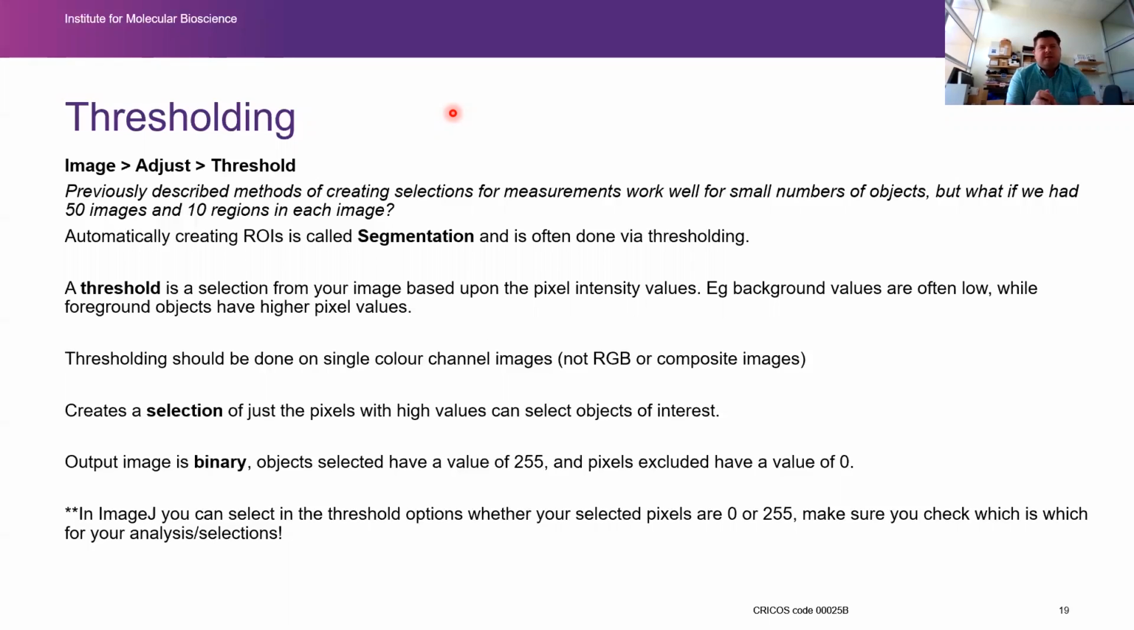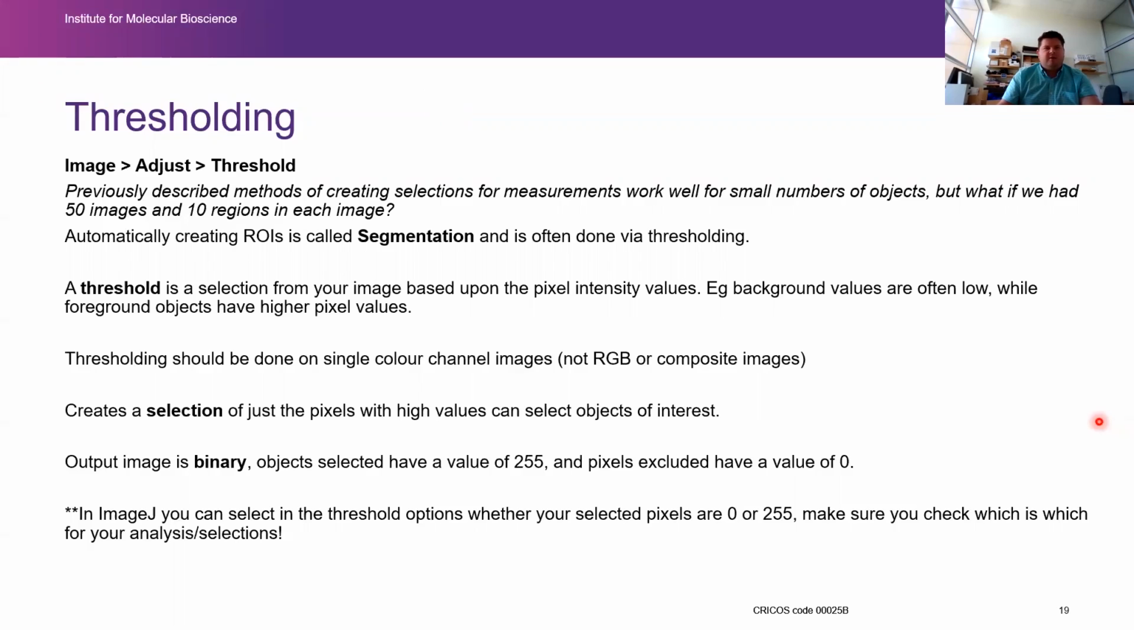The threshold is just a selection on your image based on the pixel intensities. So all you're doing is saying, there's two things in my image, background and foreground, and this is where I've drawn the line to separate what they are. So background values are usually quite low and foreground objects are usually quite high. Now that's in the case of fluorescence, but if you're dealing with bright field, then it's the opposite.